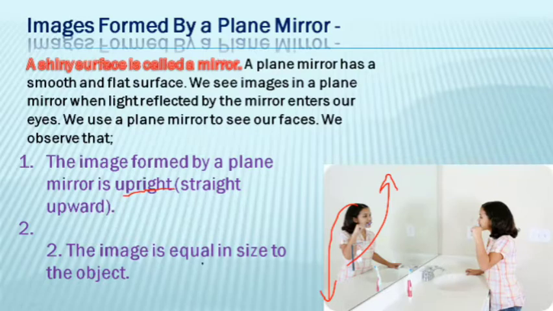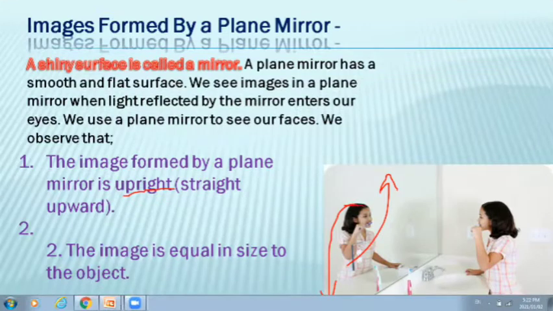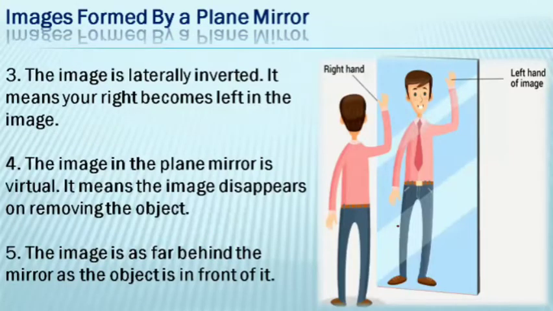Number two, the image is equal in size to the object, as you can see here. If the girl is standing here, whatever height she has, you can see the same height in the mirror. So the size of the image formed in the plane mirror is equal to the real object.